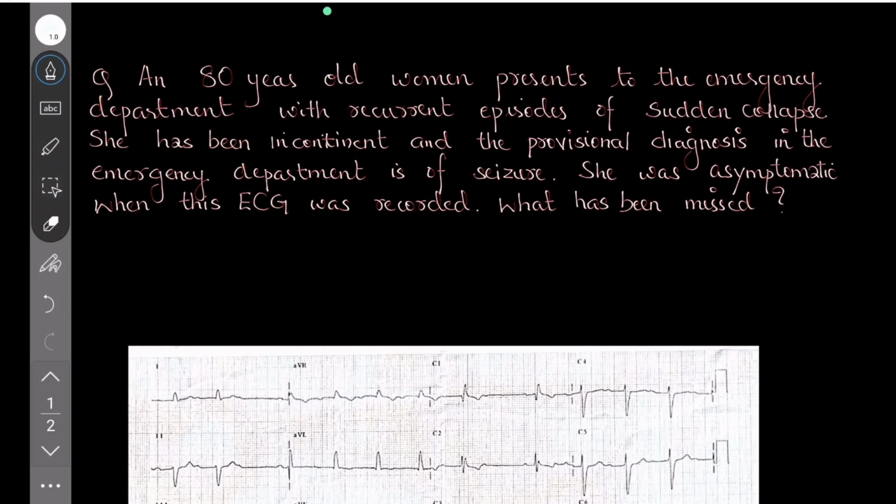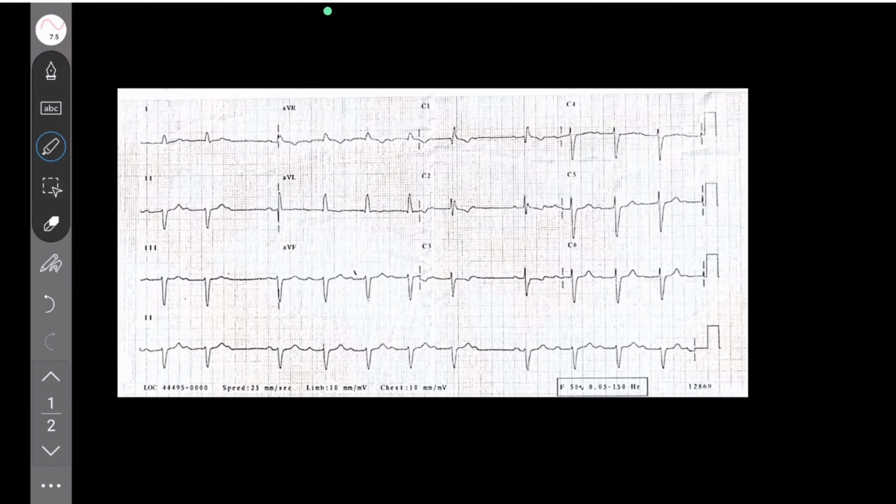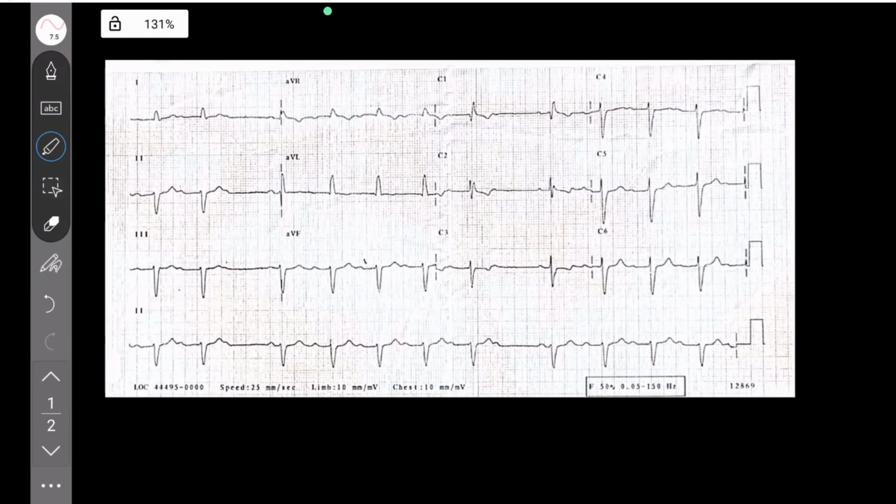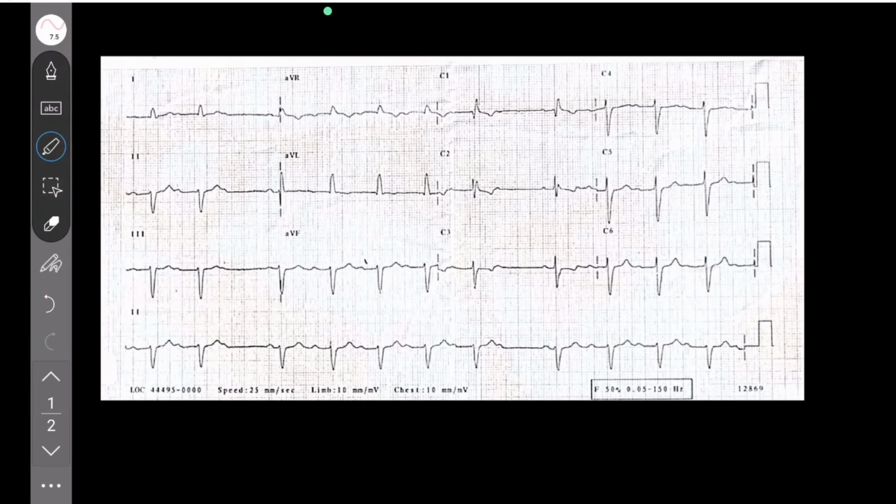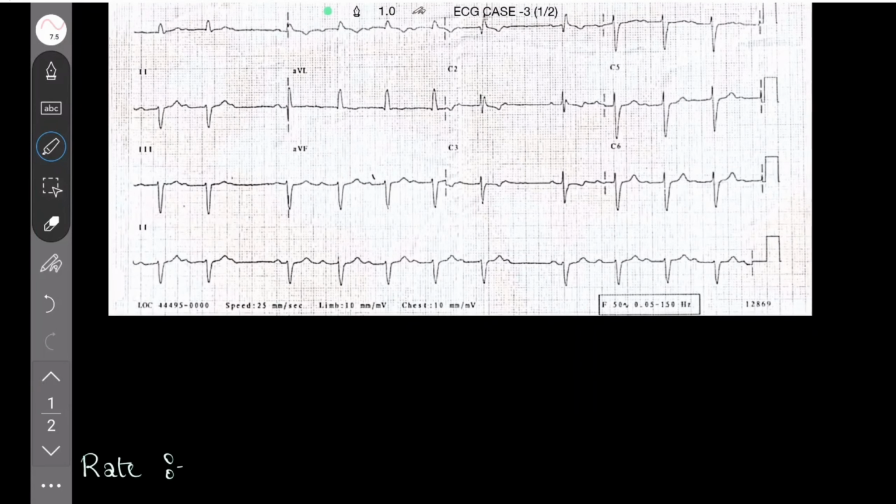Hello everyone. Discussing a case of an 80-year-old woman presenting to the emergency department with recurrent episodes of sudden collapse. She has been incontinent and the provisional diagnosis in the emergency department is seizure. She was asymptomatic when this ECG was recorded but it has been missed. It was a provisional diagnosis only, and this is the ECG. Let's start with the ECG findings, the protocol analysis.